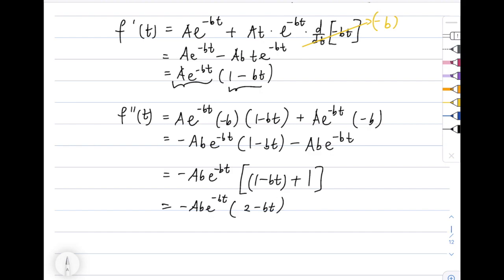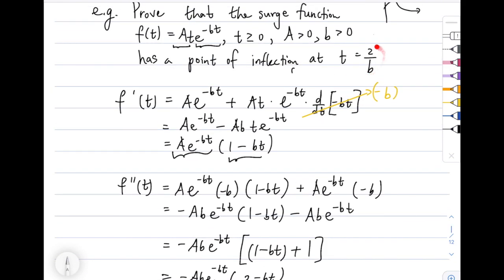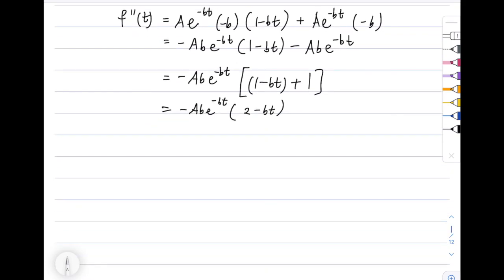It's nice, it's in factorized form. What we need to do is prove that the point of inflection is at t equals 2 divided by b. Somehow we have to arrive at this as our final result. Remember, at a point of inflection, two things have to be true. Number one, the second derivative has to be equal to 0. Number two, the sign of the second derivative has to change around that point of inflection. So I'm going to set f double prime of t equal to 0.